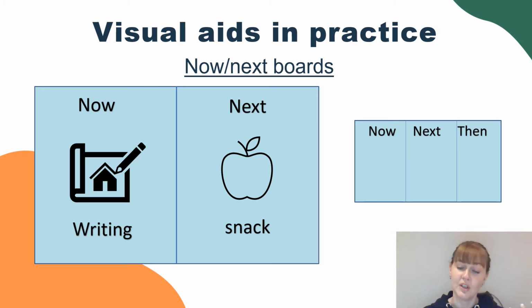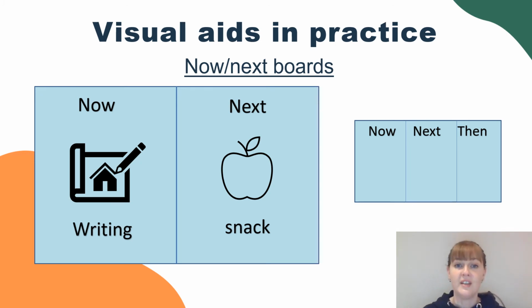You don't want to start with writing and next is maths if all they really want to do is go and play. So once it's well established and the child has understood that now they must do this and then they can do that, you can develop the now, next and then board, also shown on your screen, which will extend their attention. So they have to do two activities. They're required to do two activities before they then get their desired activity.